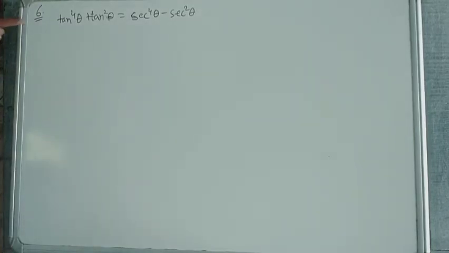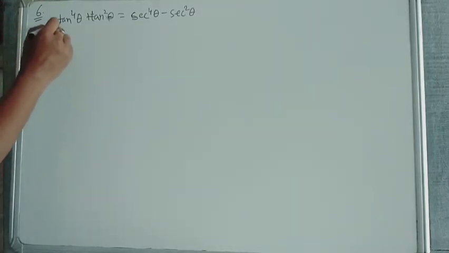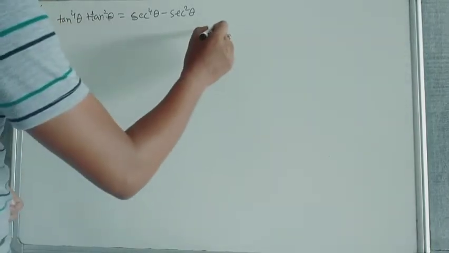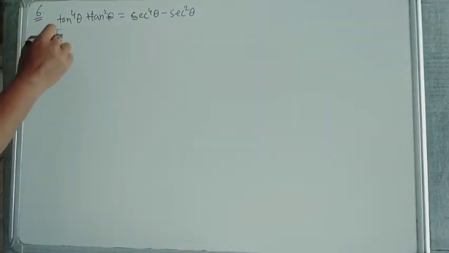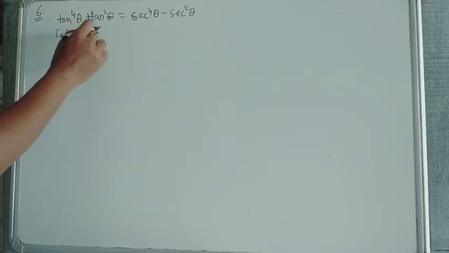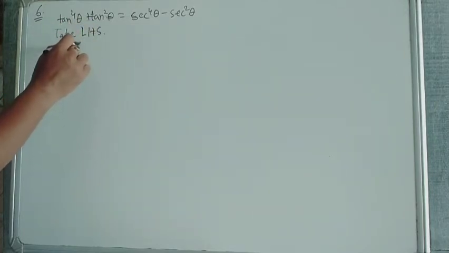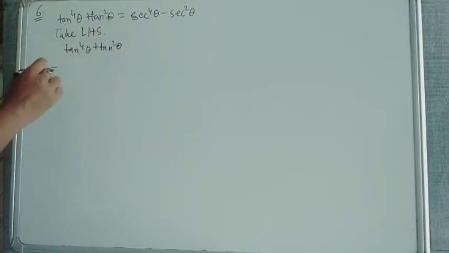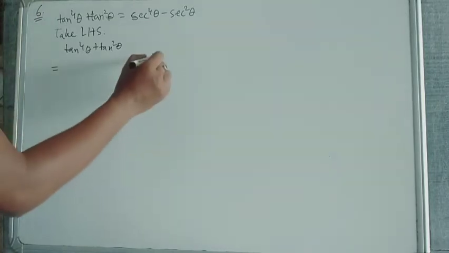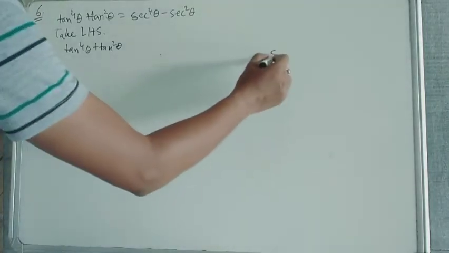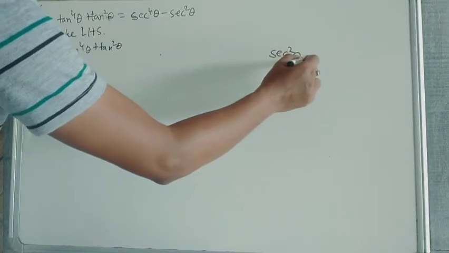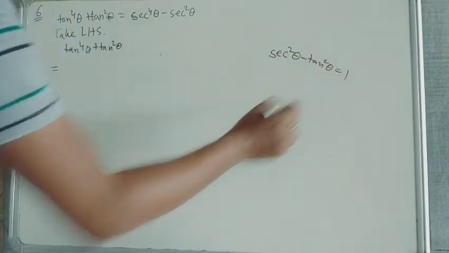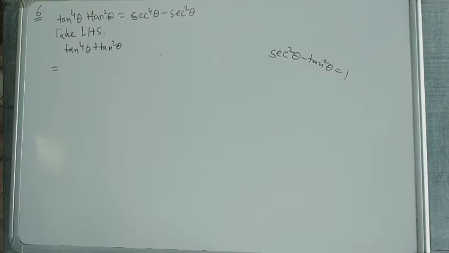So in this question, what we will do is, this tan 4 theta, we will use the second identity. How will we do it? So the second identity says, first we will take the LHS, tan 4 theta plus tan square theta, equal to. Now what formula do we have? The second identity is sec square theta minus tan square theta equal to 1. Okay, this is the formula we have.